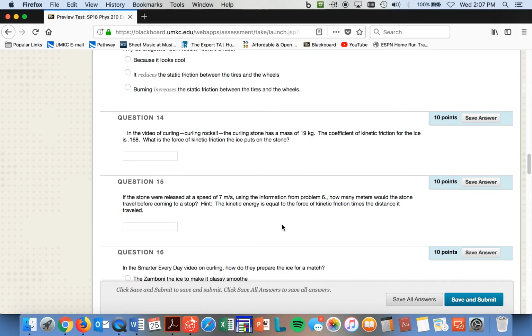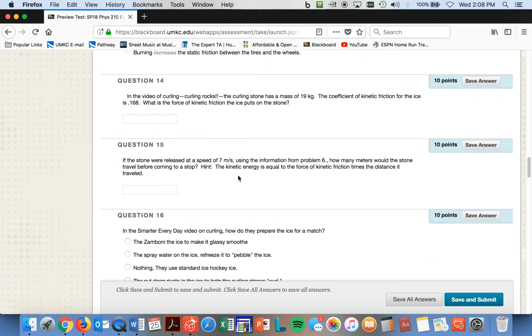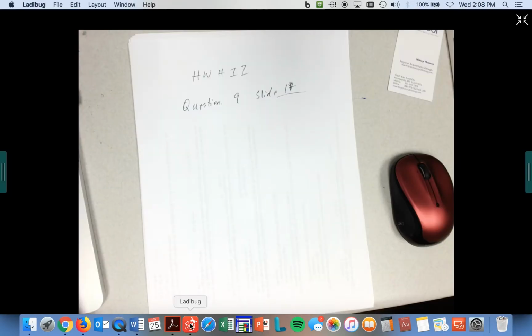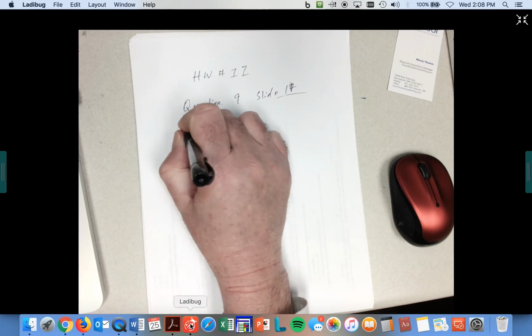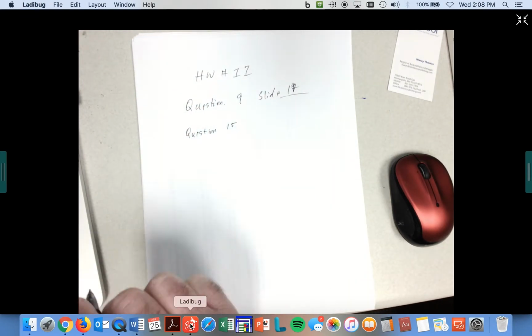So on 15, this is actually a test question, but I've changed it where it's not a continuation, it's its own problem. But you know how to do this. So on problem 15, just a quick review. For question 15, how many questions are there on this thing?